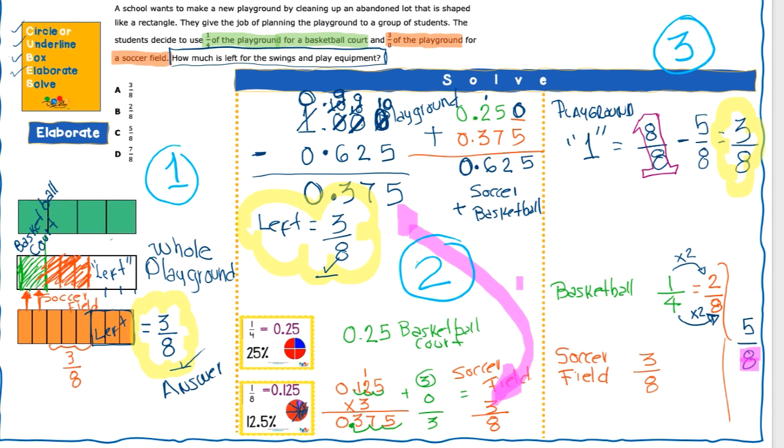And then you see that this answer also is the same as this answer. So yes, whatever way I did it, either with decimals, with fractions, or just with a picture, I know my right answer in this case is letter A. Awesome, guys, you got it.